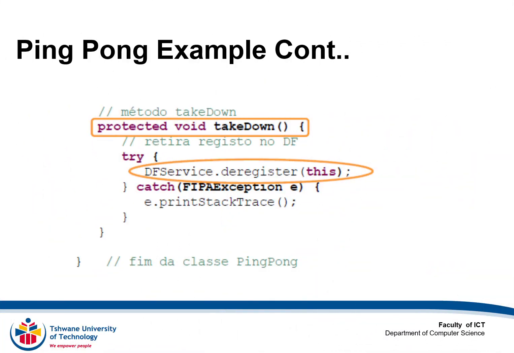After you have called the setup, the action, and the done, you need to take down the service. It's almost like garbage cleaning within Java. This is where you take down the service by deregistering the agent from the DF service. Once you have done that, the agent will no longer appear on the directory facilitator.